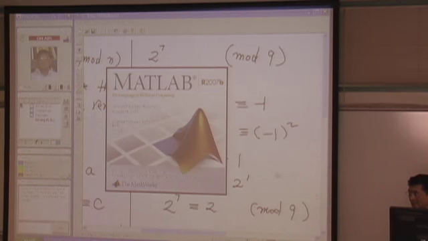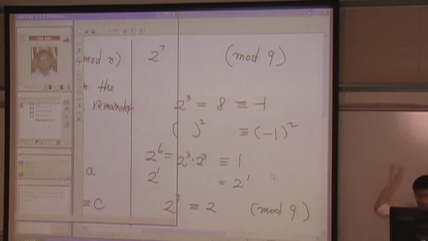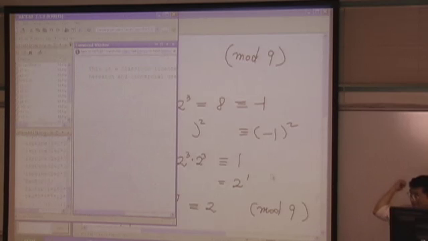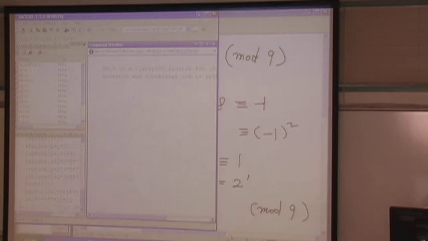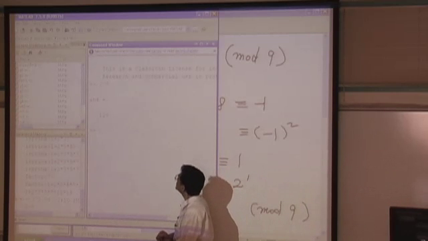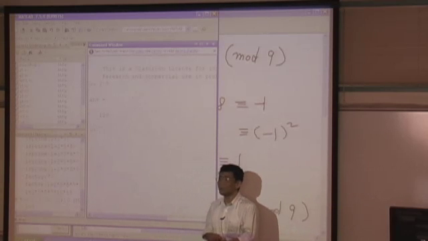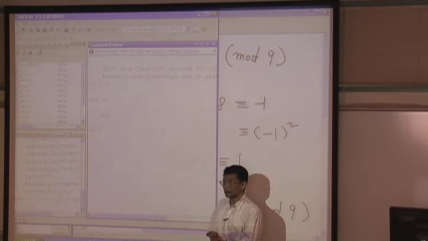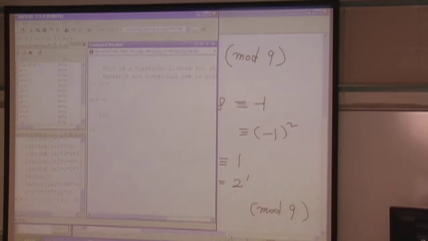You can access MATLAB on any computer in this building, right? Just go there and type in 2 to the power of 7. Then you get this kind of number. If you divide this by 9, then the quotient is 14, right? 14 is the quotient. Then the remainder is 2. Do you follow me? MATLAB also has a built-in function handling it, mod.